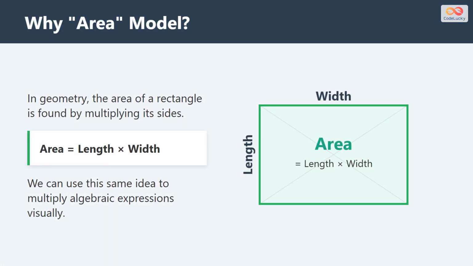Why do we call this the area model? Think back to geometry. To find the area of a rectangle, you multiply its length by its width. We can apply this exact same concept to algebra. We treat our binomials as the length and width of a rectangle, and the total area represents their product.